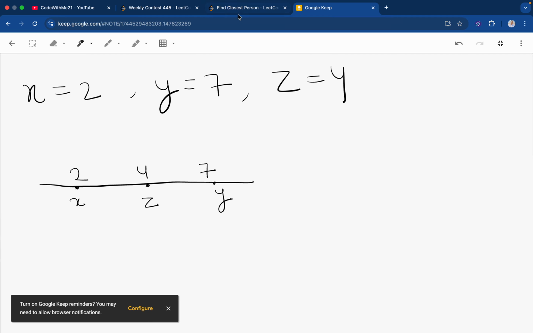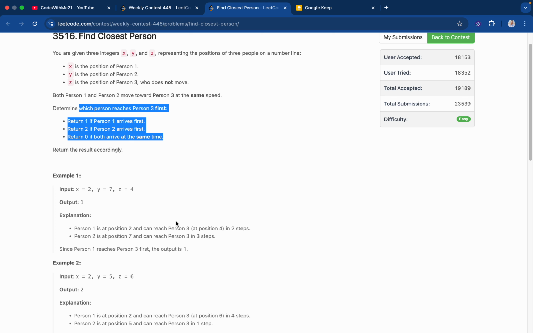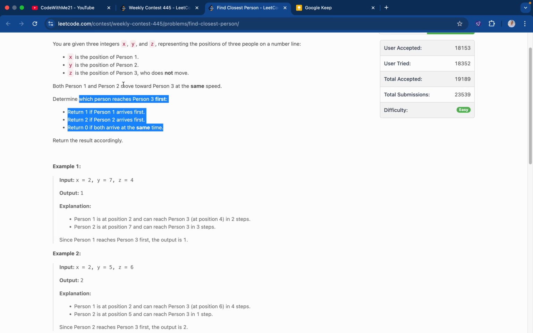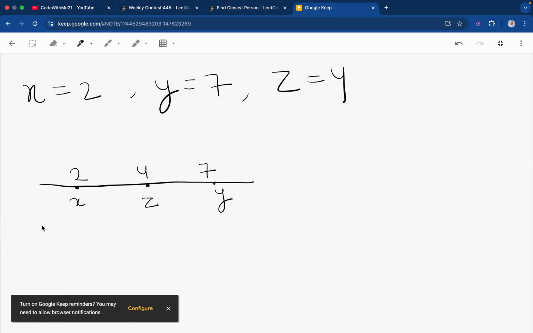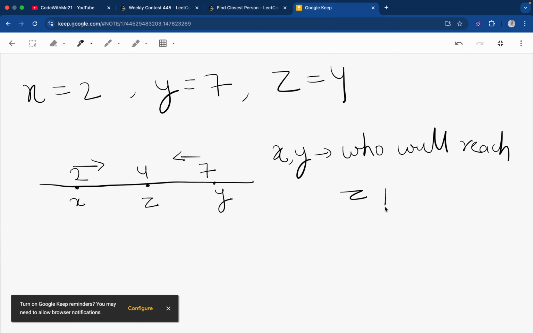Now what the question is saying is that both person 1 and person 2 are moving toward person 3 at the same speed. Means both x and y are moving toward z at the same speed, and we have to find who will reach z first.